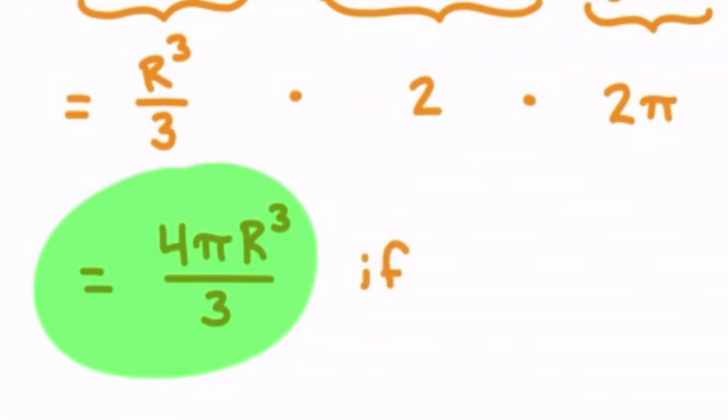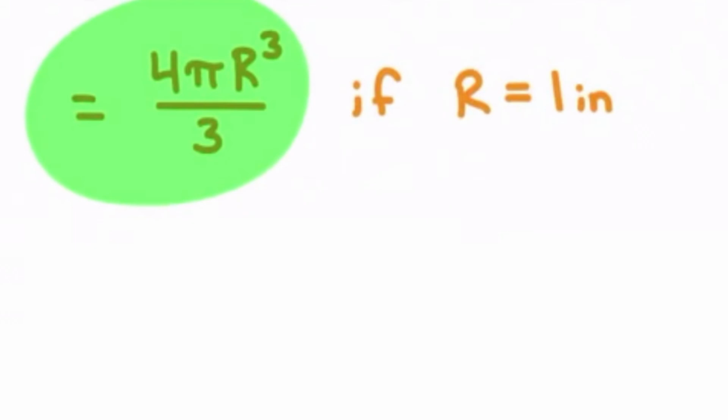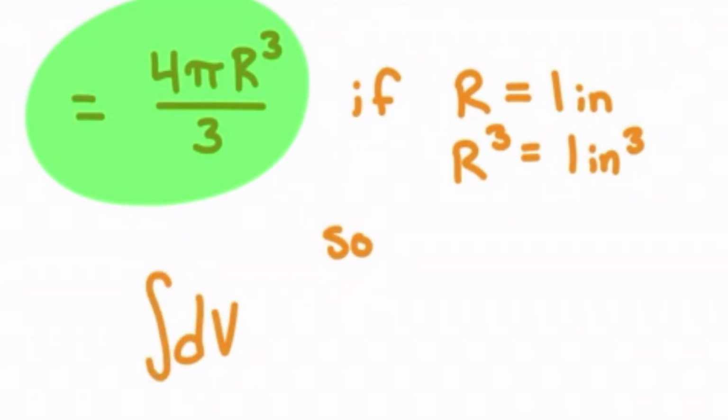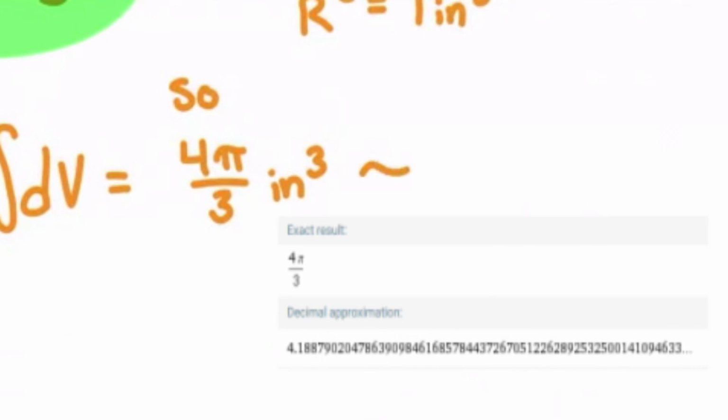And now we're going to check if it works. So, does this integral give us a realistic answer? I made my r 1 inch to make it easy. So let's say r is 1 inch. That means r cubed is going to be 1 cubic inch, which means if I put that into my formula that I just found, the volume is equal to 4 pi thirds inches cubed. So 4 pi over 3 inches cubed. And if you put that into a calculator, you're going to get about 4.189 cubic inches.